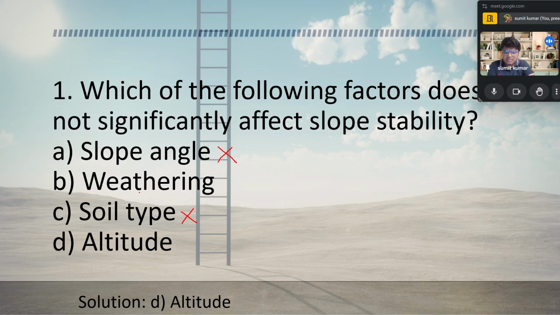Now the weathering and altitude. Due to weathering, the properties of soil also get affected. So this also cannot be the answer. So our correct answer is going to be altitude, which is option D. Right?